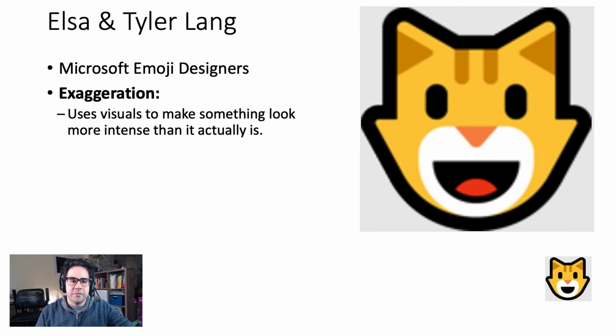Our next example comes from the artists Elsa and Tyler Lang, who are emoji designers for Microsoft. So this example of the grinning cat emoji is a great example of exaggeration, where we use visuals to make something look more intense than it actually is. Specifically here, I'm looking at the exaggeration of the facial features of this cat character.